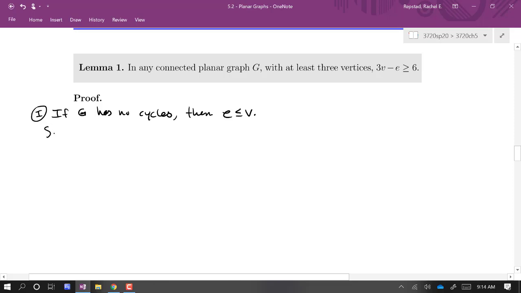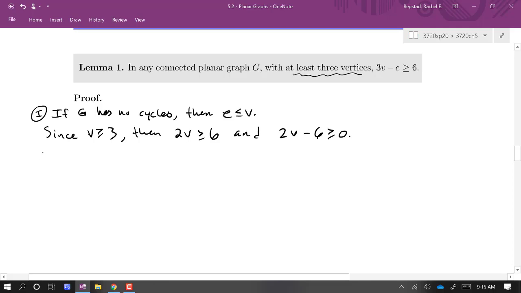And furthermore, there are at least 3 vertices by supposition here, since V is greater than or equal to 3, then 2V is greater than or equal to 6, just multiplying both sides of that inequality by 2. And now I'm just going to subtract 6. So that means that 2v minus 6 is greater than or equal to 0. So we're going to use that in just a moment.